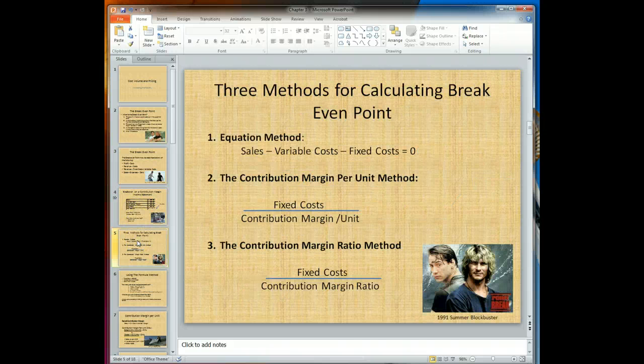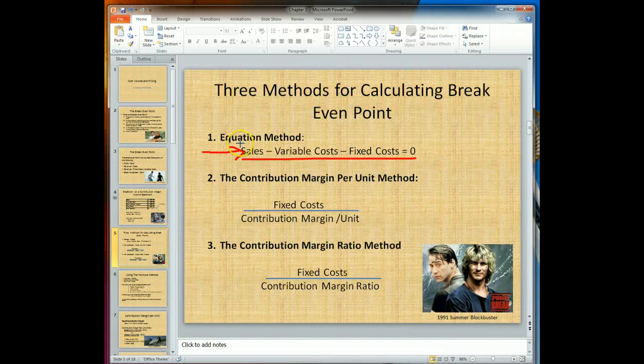So there's three methods for calculating break-even. Now, those of you with a math background are going to realize that all three of these are going to be the same exact method. But if you don't have a math background, we'll just present this as three separate things. We have the equation method, which is sales minus variable costs minus fixed costs equals zero. Very easy, intuitive way of calculating break-even. Great way to do that is on the contribution margin income statement.